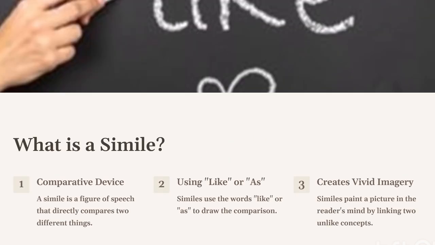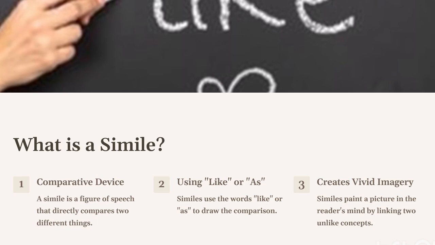So, what is a simile? It's a comparative device. It's a figure of speech that directly compares two different things, and it uses words like or as to draw the comparison. Similes paint a picture in a reader's mind by linking two unlike concepts.